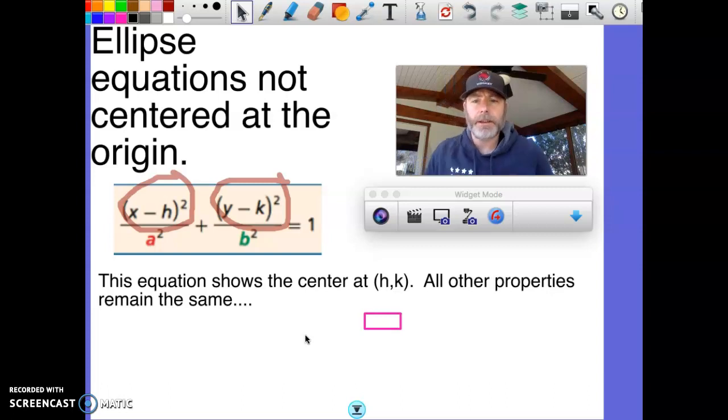We're still going to look at that. We're going to identify that first, and then we're going to sketch a little graph to help us with our vertices and our co-vertices. Remember, our vertices are on the major axis, and the co-vertices are on the minor axis.